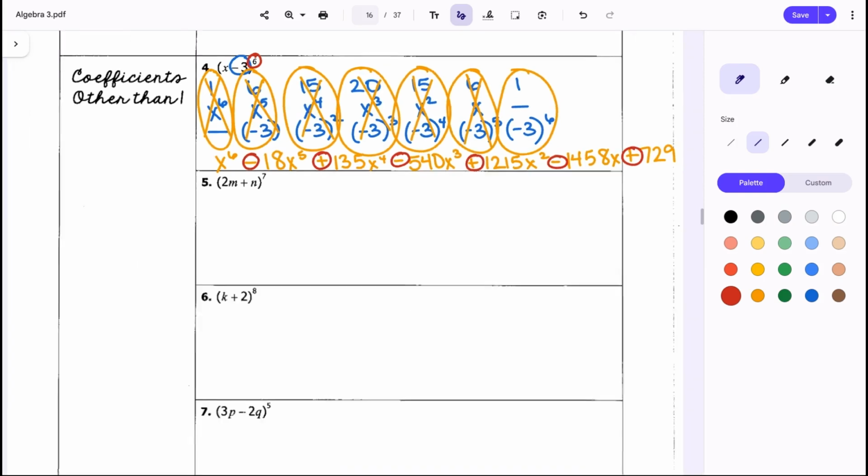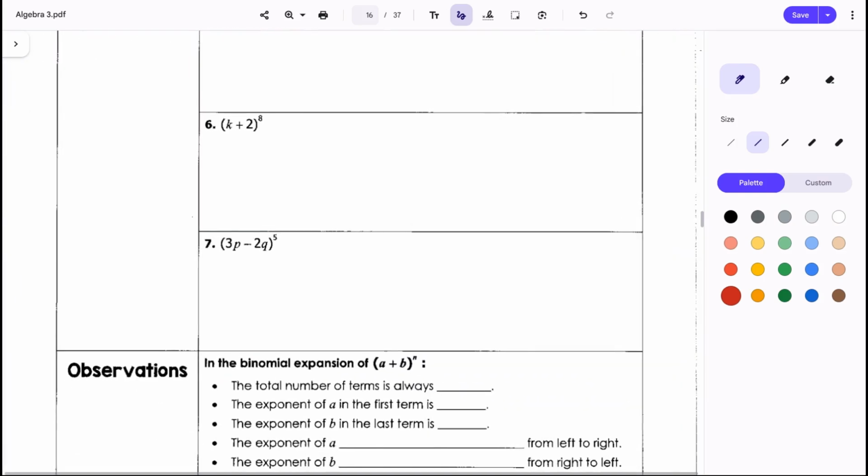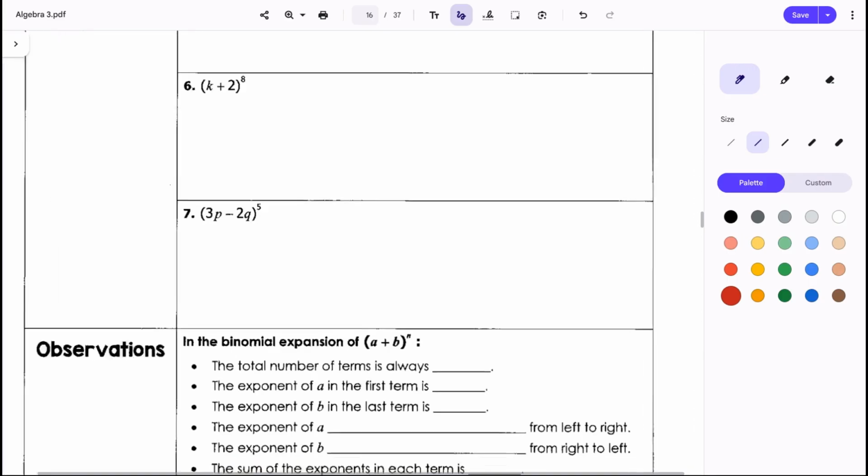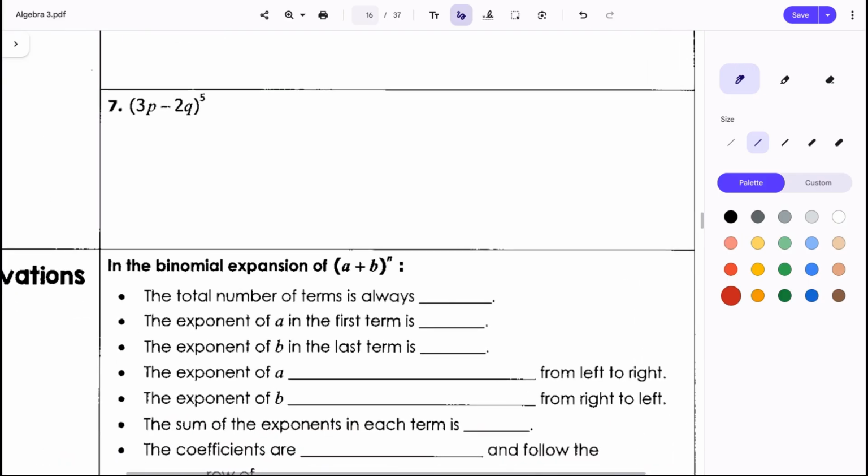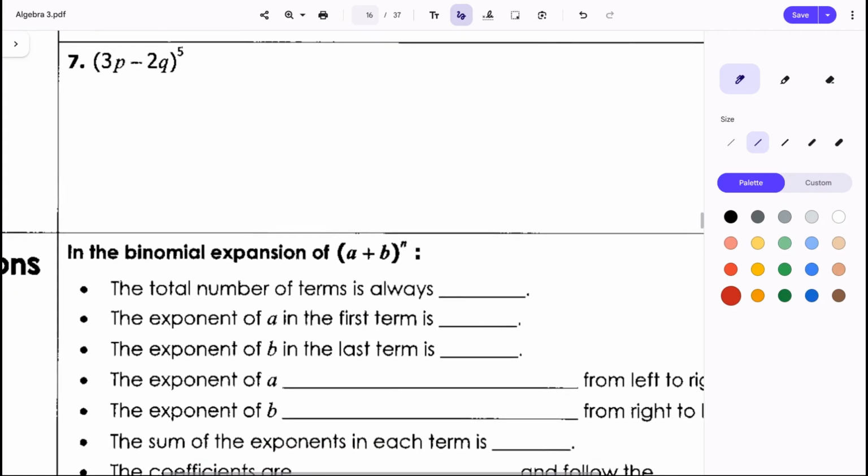Okay, I don't want to spend a ton of time on this because like I said, you learned this last year. And so I feel like some of you are like, this looks really familiar. So let's do one more. Let's do number 7 because it's a little bit more complicated and you've got numbers and letters for both of your terms. So I've got 3p minus 2q to the 5th power. So what's my row 5 coefficients?